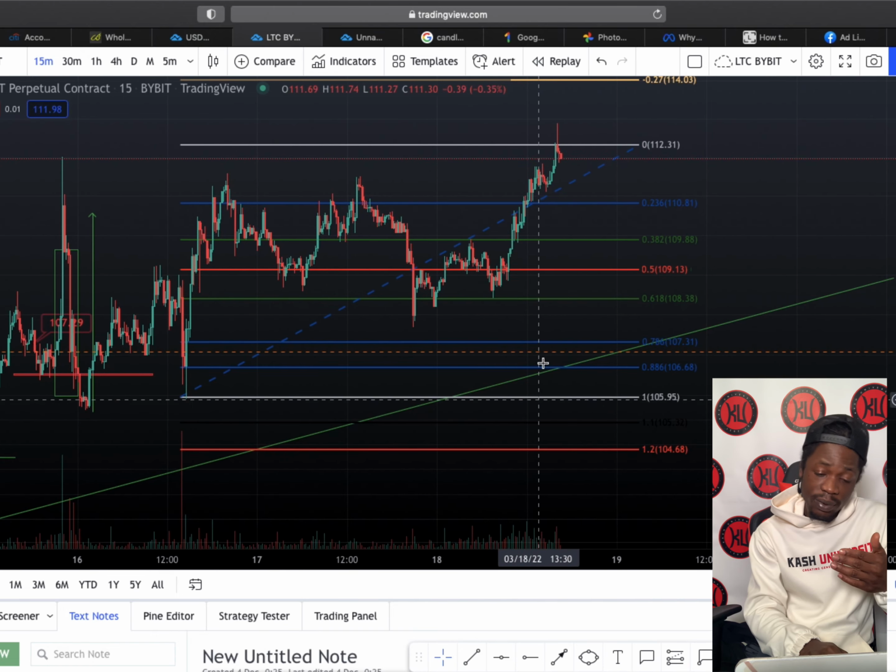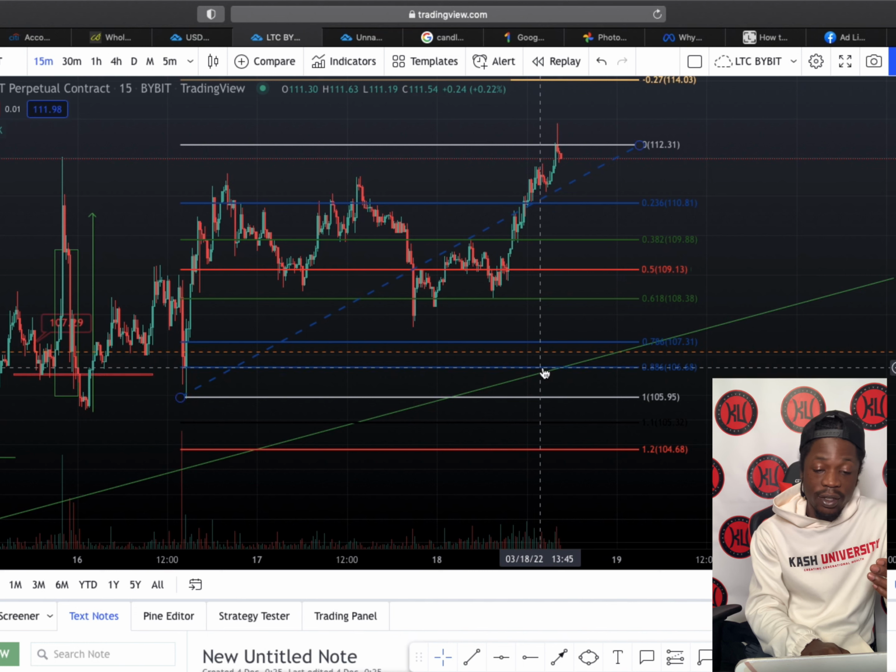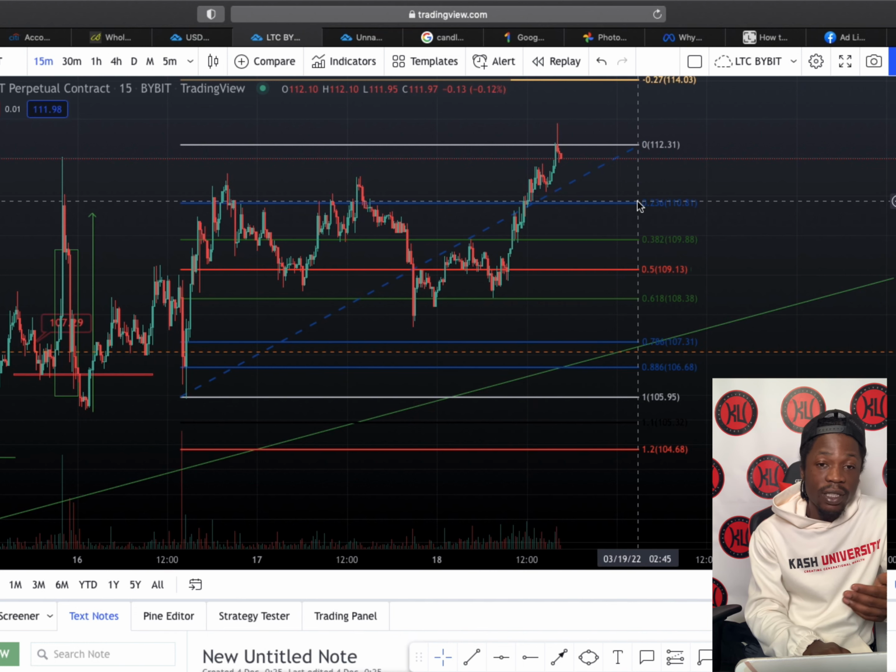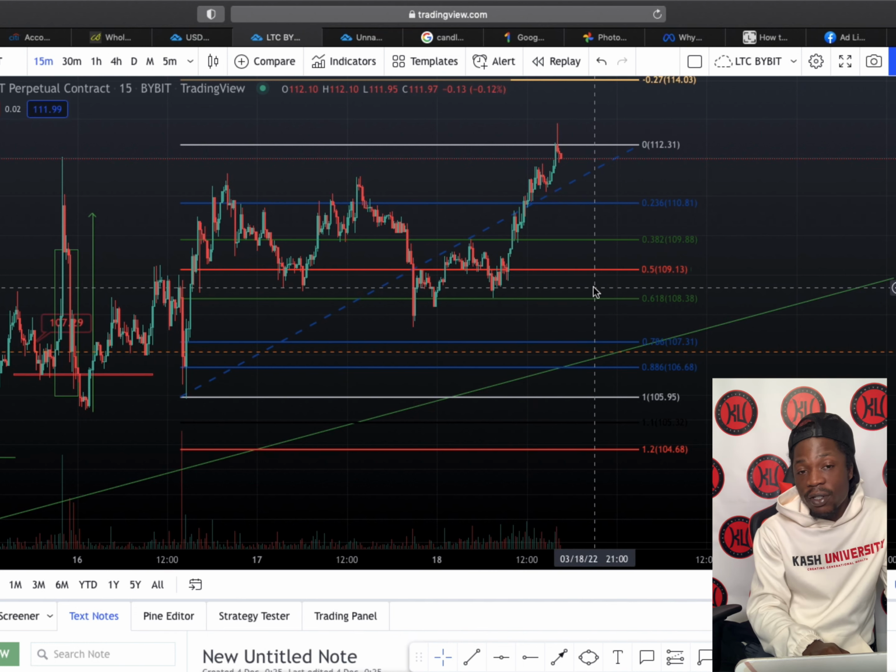But if your entry point is all the way down here, you could close out 70% of what you have left and just leave 30% to keep running.